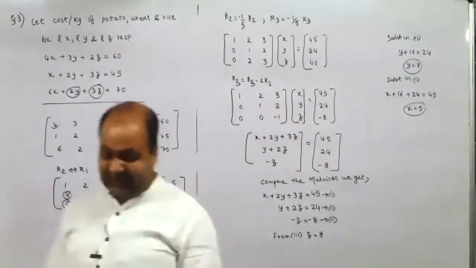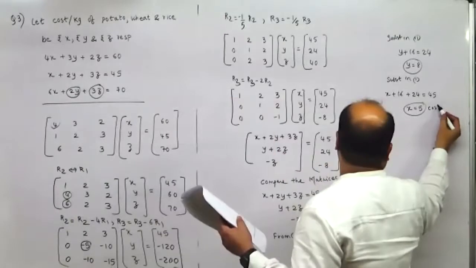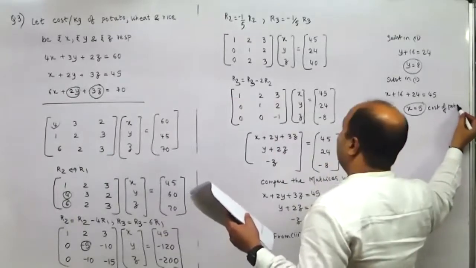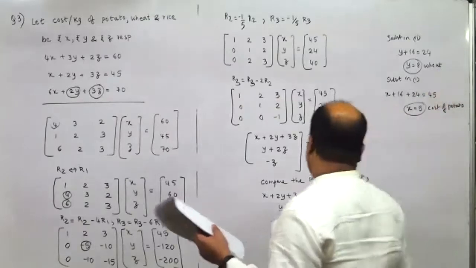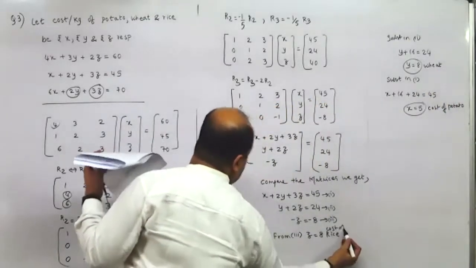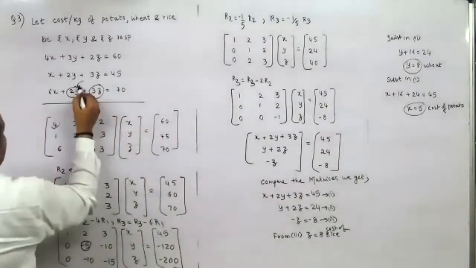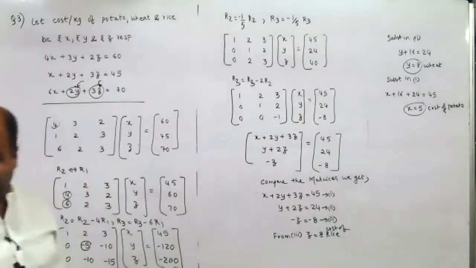Can anyone verify that? Sir, it's correct. This is the cost of potato. This is the cost of wheat. And this is the cost of rice. Correct? And note these two. With this, I put an end to today's lecture. If you have any doubts, stay back in the conference.